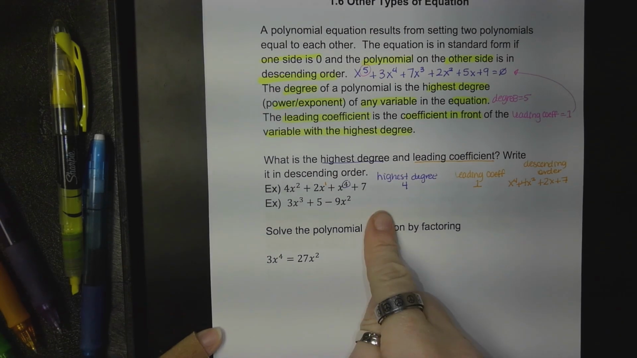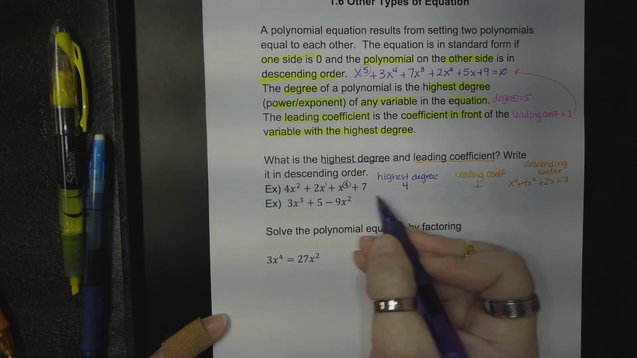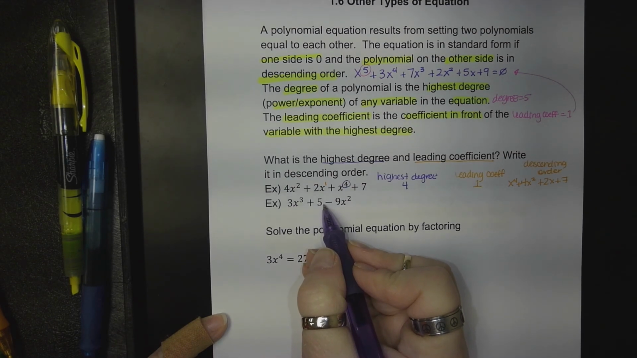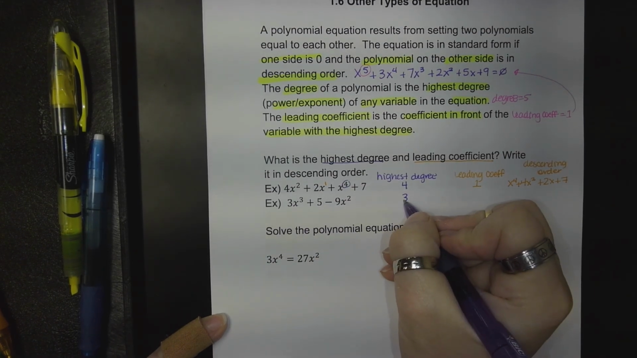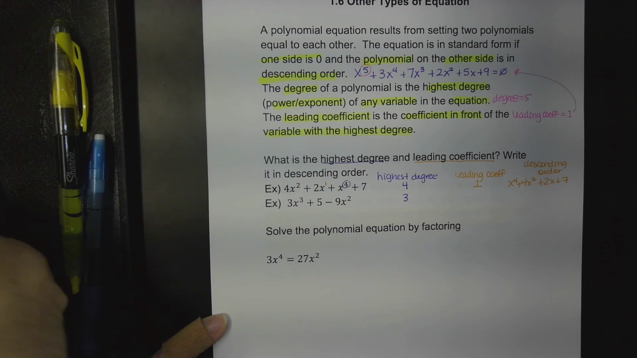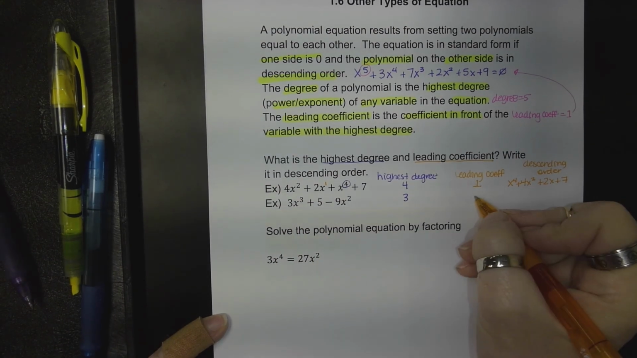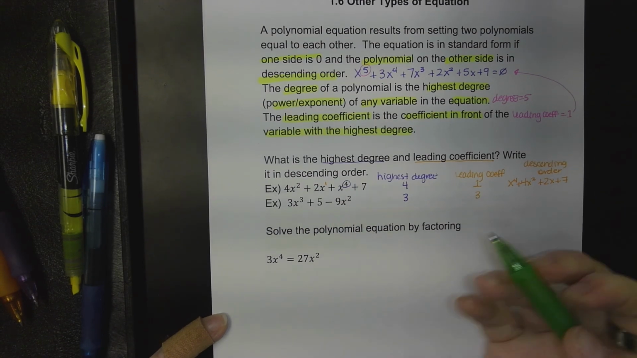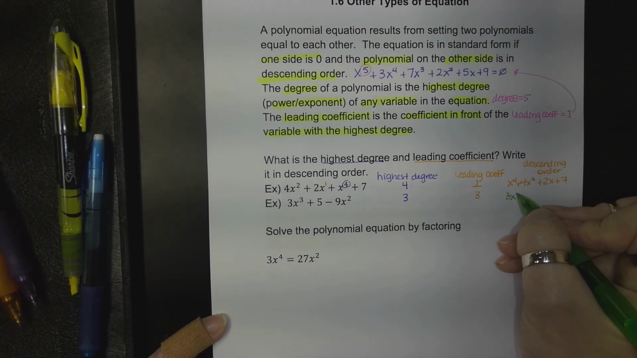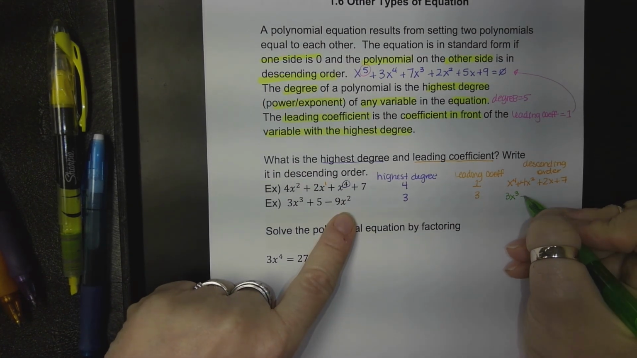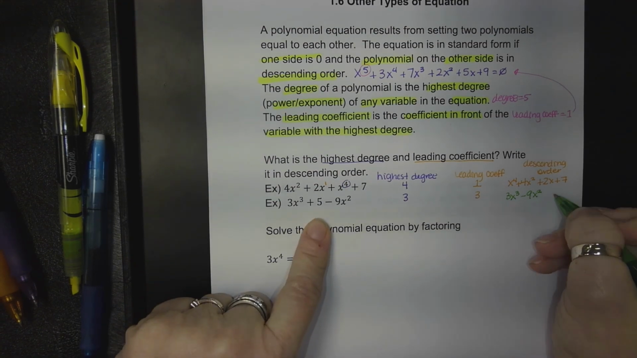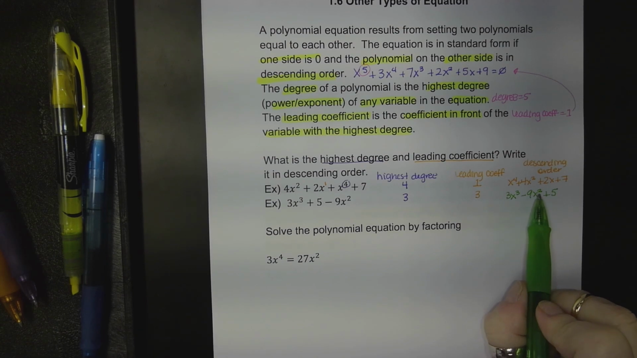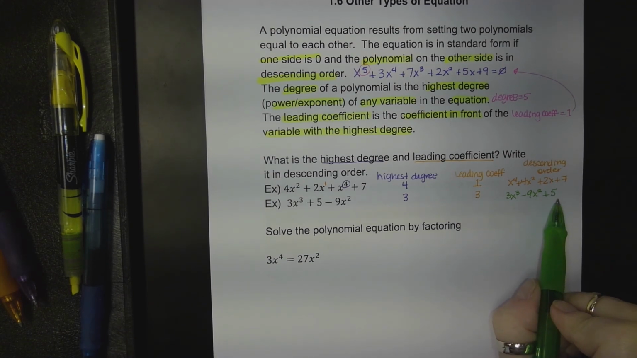Now let's do the same for our next one. For our highest degree, this is a 2, this is a 0, and this is a 3, so it would be 3. Our leading coefficient would be 3. And then to write it in descending order, we'd write the 3 first, so 3x to the 3rd minus 9x squared plus 5. So it would step down from 3 to 2. We don't have a 1, so we'd go directly to 0.